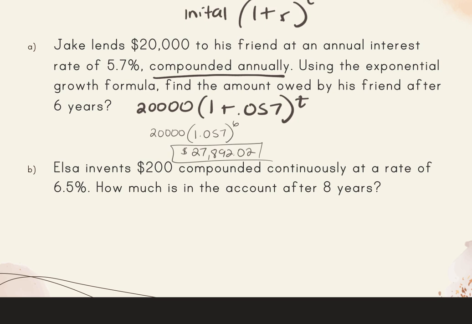My calculator keeps saying 49. Let's talk about it because we're going there, right? So B says Elsa invests $200 compounded continuously. Continuously means it's happening so fast that our normal functioning brain can't figure it out. So annually means he starts at $20,000 and at the end of the year he owes $20,000 times 5.7%. And then at the end of year 2, whatever that balance was, he owes that plus 5.7%, right? Continuously happens so fast. It's like you have money on that card, it's compounding, it's compounding, it's compounding. How fast is it? More than every minute.